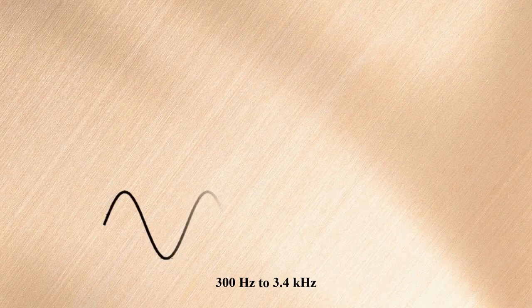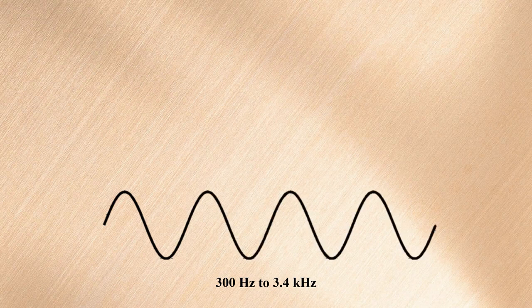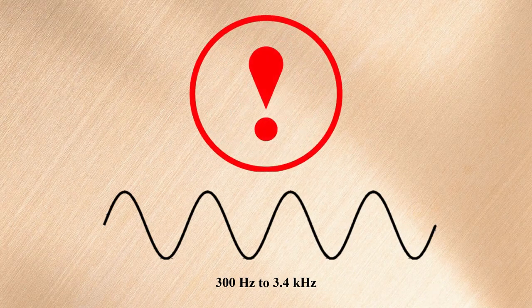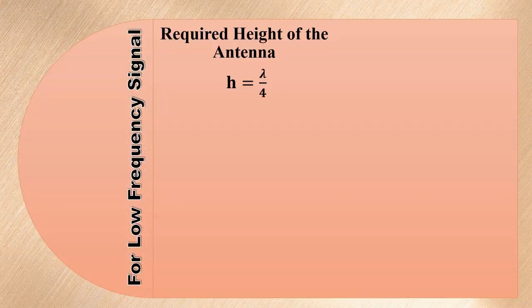When this low frequency signal is transferred over the channel, it creates some issues. First, let us see what problems occur when the signal is transferred as a low frequency signal in the channel. We know that at low frequency, the wavelength of the signal is large. The height of the antenna is directly proportional to wavelength. So at low frequency, the required height of the antenna is large.